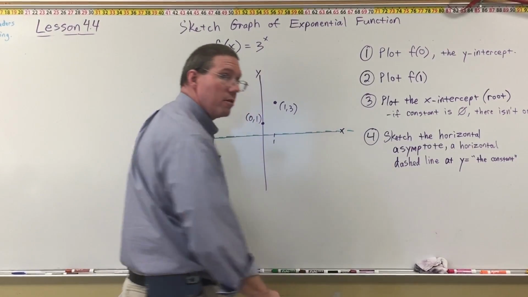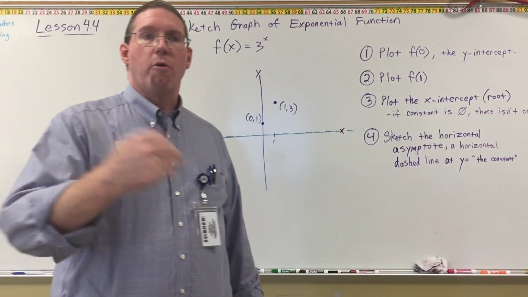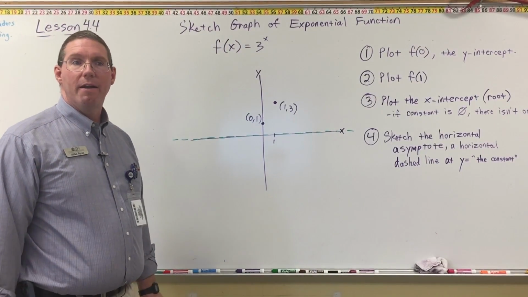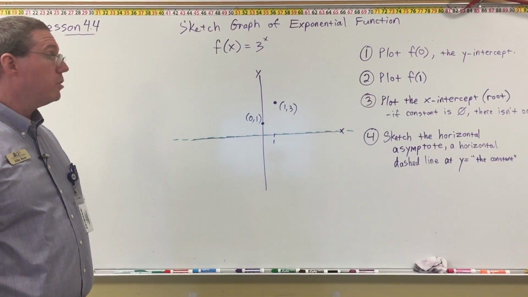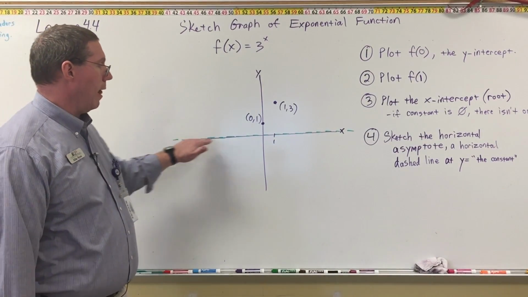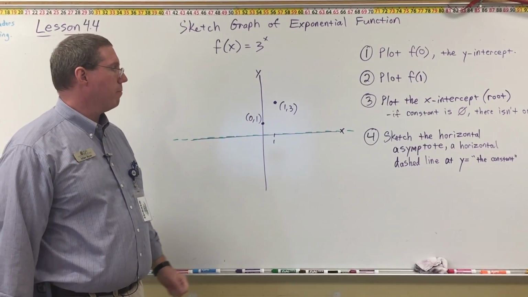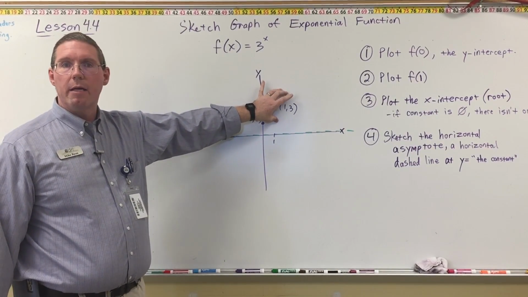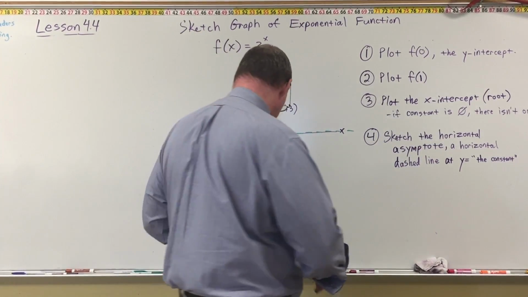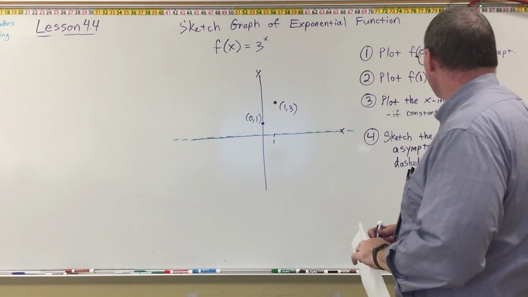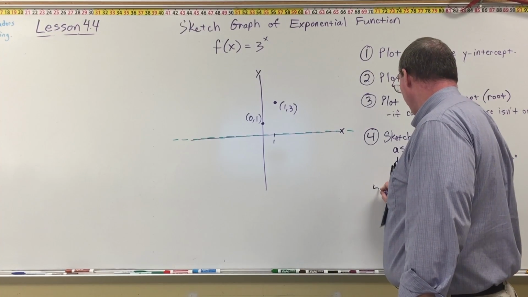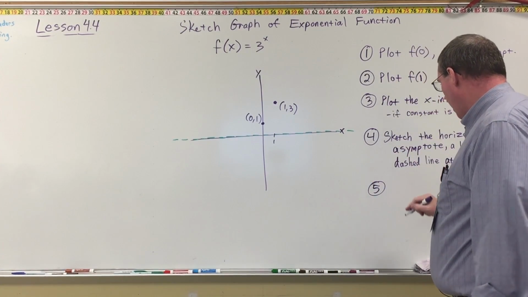What is the purpose of the horizontal asymptote? That is the 0 that the graph is getting closer and closer to. But it never actually touches it. Never actually reaches 0. So we've got our horizontal asymptote. We've got our y-intercept. We've got this point 1 comma 3 or whatever it would be. And if there was an x-intercept, we would have that also. But we don't have that.